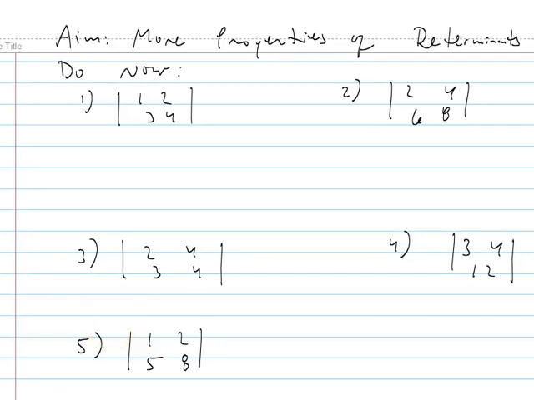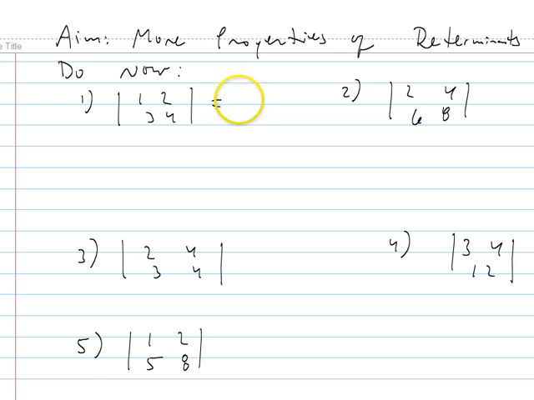Some more properties of determinants. Last class we learned how to calculate the determinant of a 2 by 2 and also how to do it for 3 by 3 matrices. And as a warm-up, we have these 5 questions, and these 2 by 2 matrices are all somewhat related.